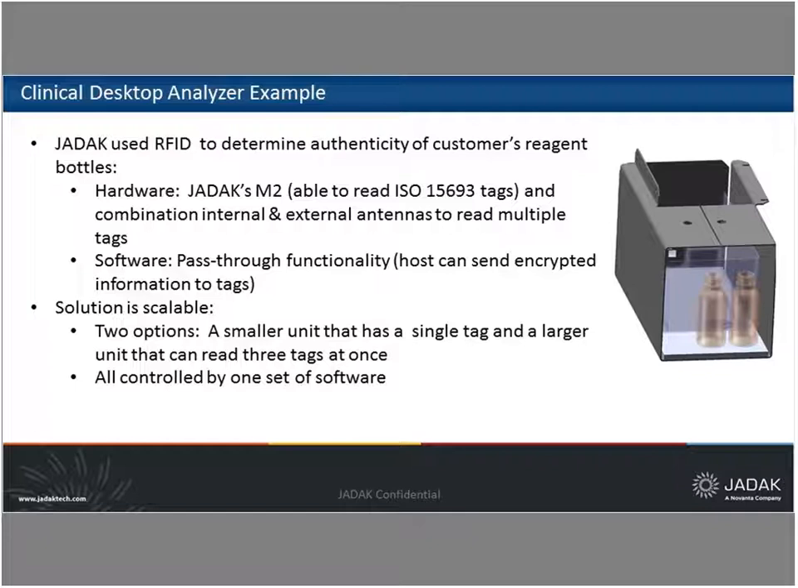Another aspect of this application is that both the internal antenna on the M2 was used as well as external antennas. All the JADAK HF modules, as I mentioned, have onboard antennas, but depending on geometry or space constraints, sometimes it's very useful to have that external antenna.